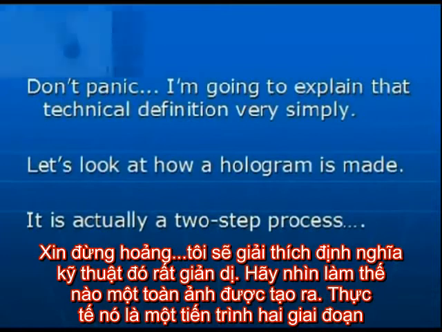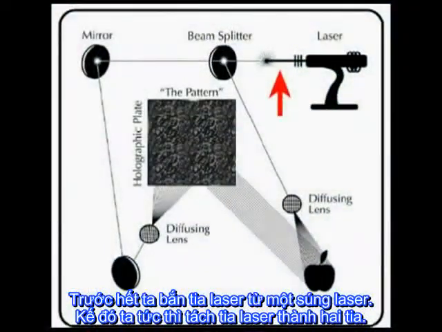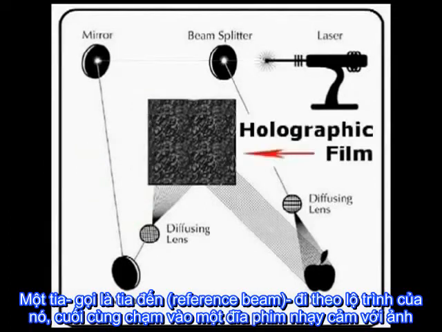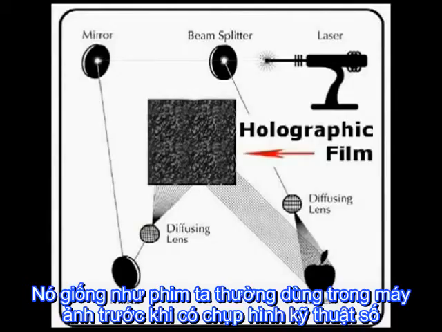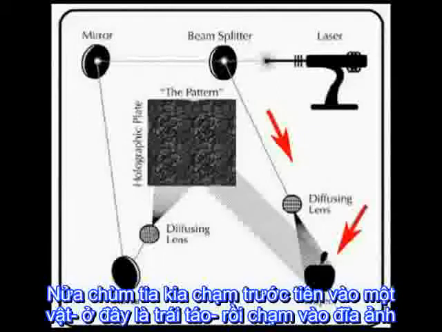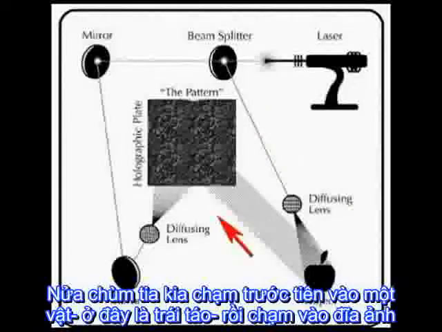It is actually a two-step process. First, we shoot a laser beam out of a laser gun, and then we immediately split that laser beam into two beams. One of the beams, called the reference beam, makes its way and eventually hits a sensitive holographic plate or film. This is like the film we used to have in our cameras before digital photography.